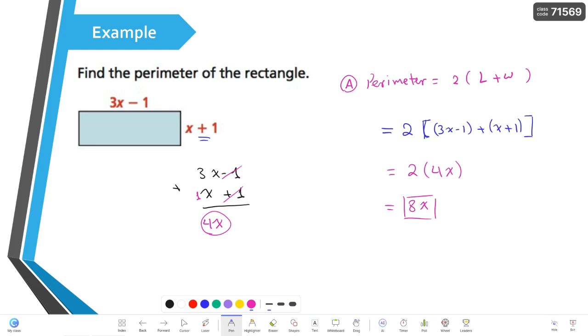How do you find the perimeter exactly? If you know the value of x, we can simply find the perimeter of this rectangle. So this is how we add polynomials and subtract them together.